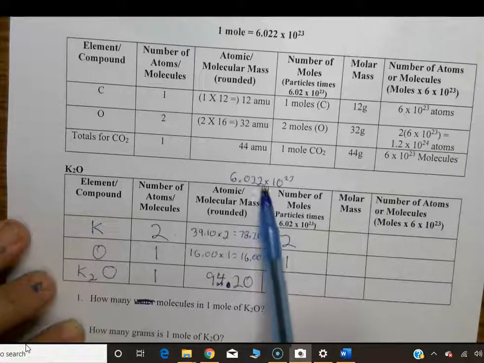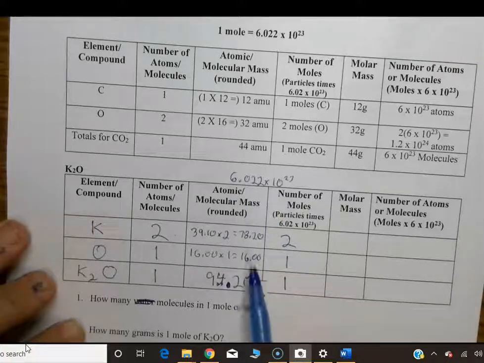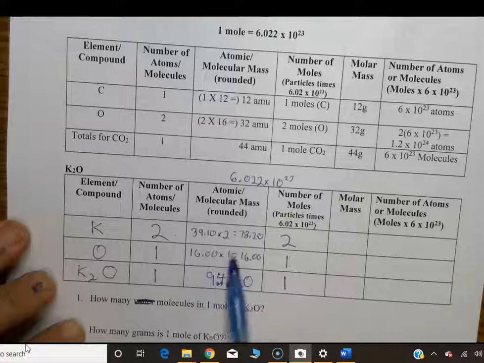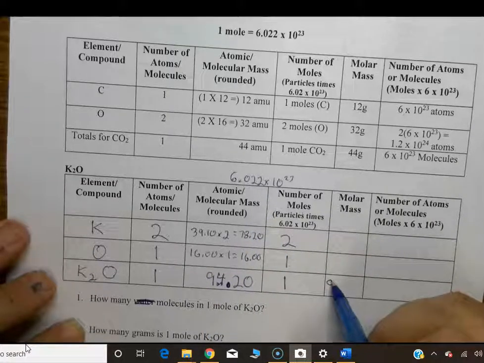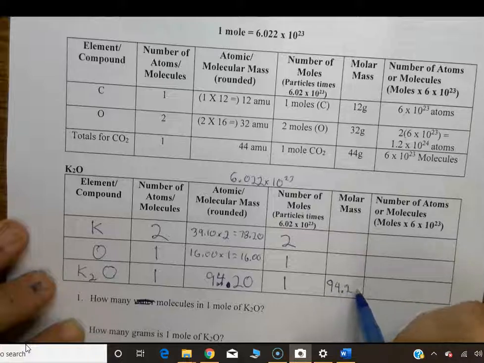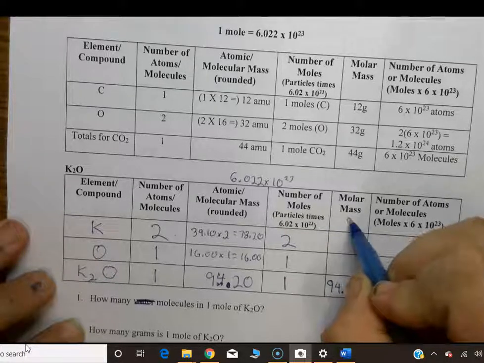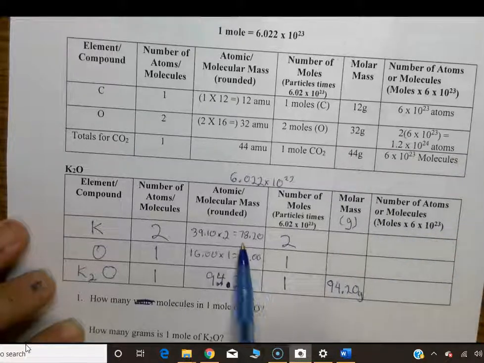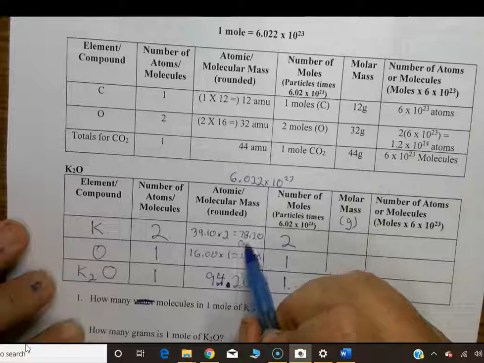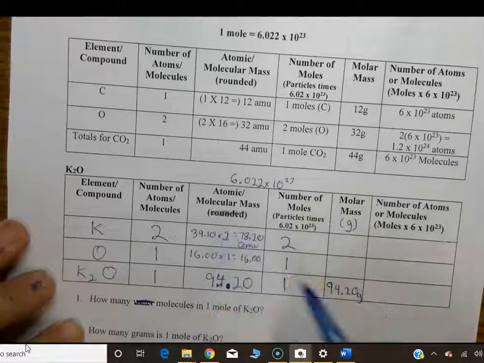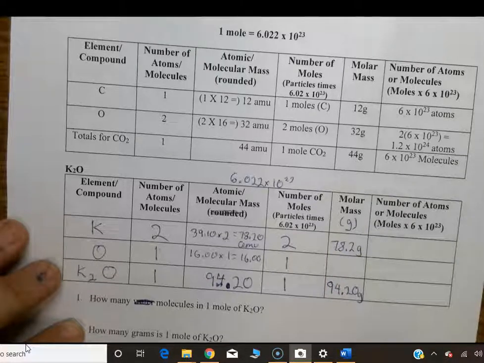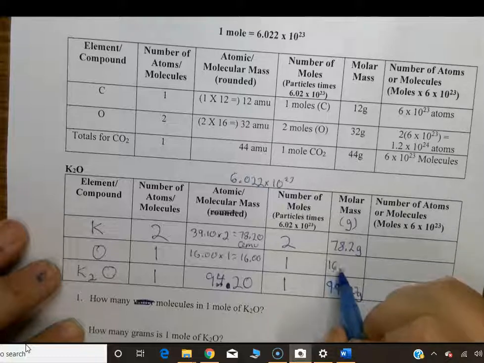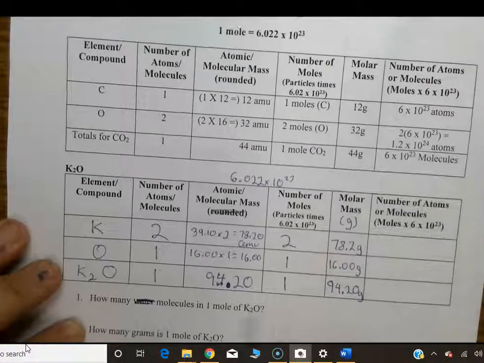But the magic of this number is that if we take this atomic mass or molecular mass for K2O, and want to know the molar mass, the mass of that many, it's exactly the same number, 94.20, but it's in grams, a unit that we can measure on a scale. So I'm going to do the same with the 78.20, that's atomic mass units, and again, it is not rounded. That's going to give me 78.2 grams. And same thing for the 16 here, it's 16 grams of oxygen.